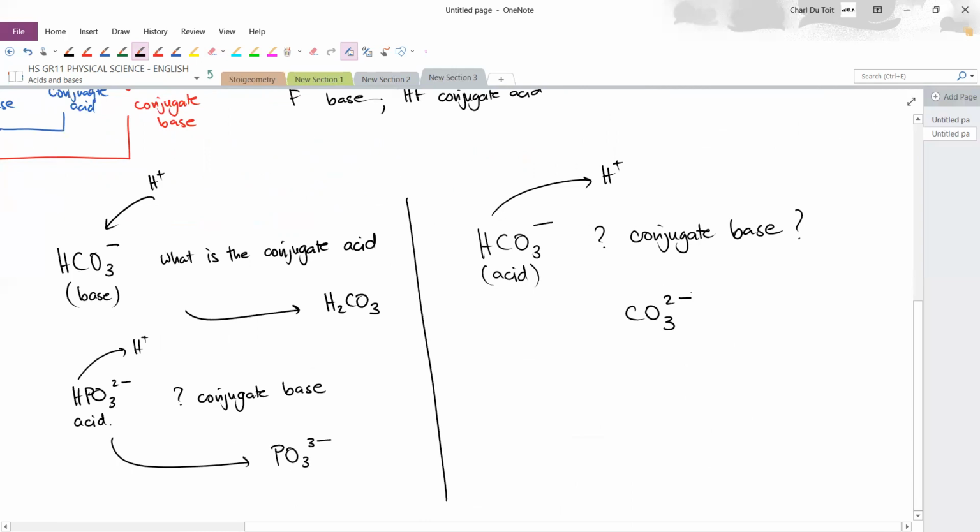Because we are removing a hydrogen, the overall charge, you will lose one positive charge. So the overall charge will be one negative more. Every positive charge you lose, there will be one more extra electron, negative, available. Okay, now I get it.